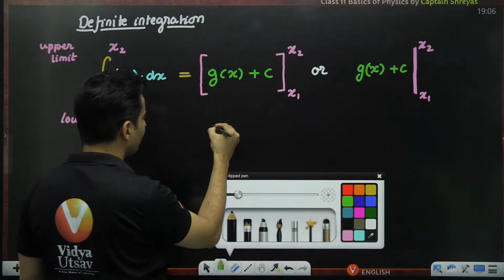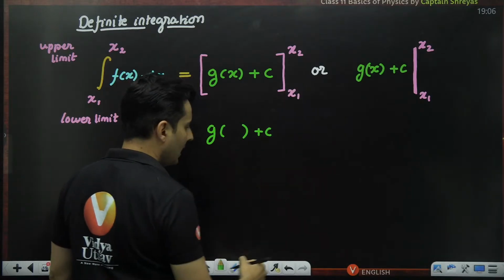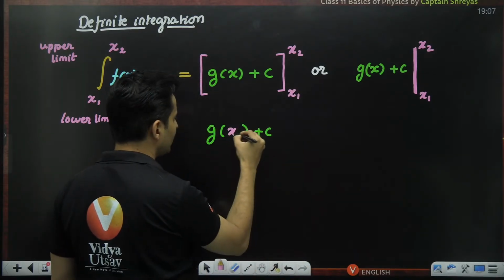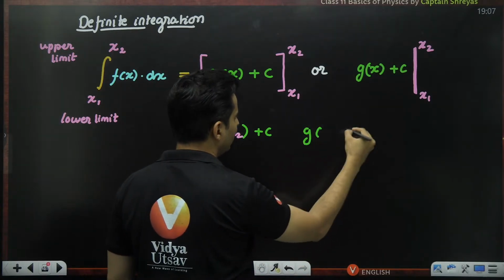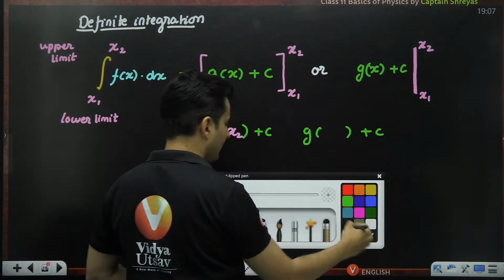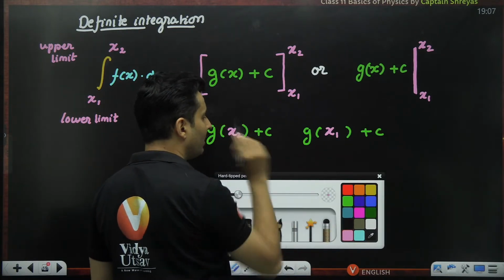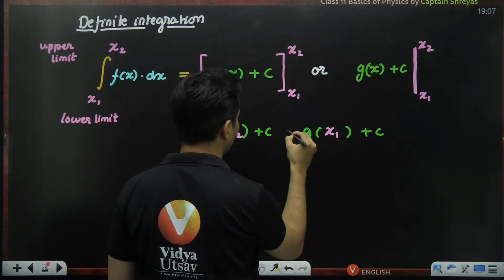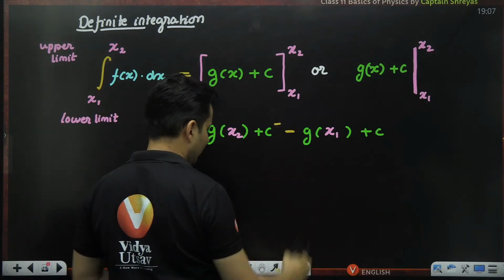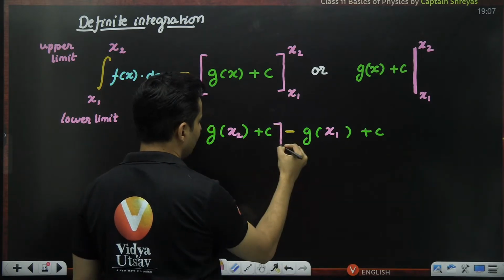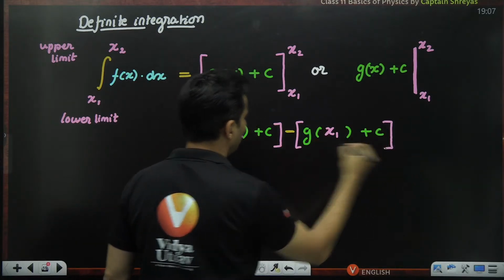So substituting the value of x2, upper limit is always first, and then substitute the value of the lower limit next, which is basically g of x1, and then you subtract both of them. That is the most important thing. You need to subtract both of them.